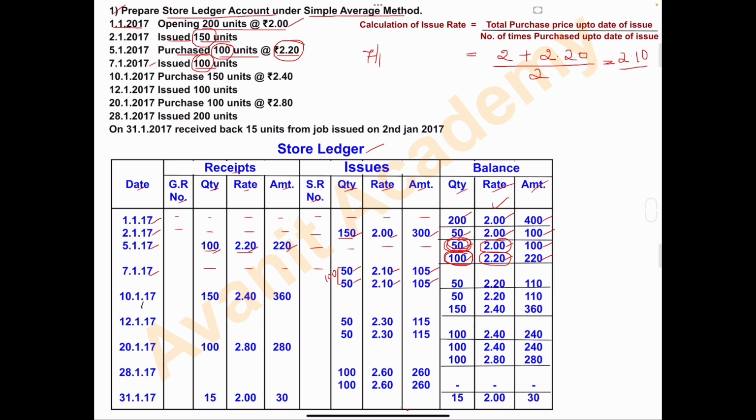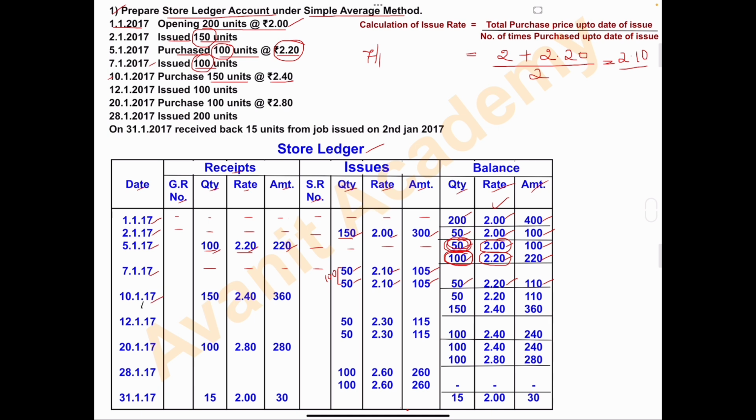So this 50 we have fully issued to the production and from this 100 we have issued 50 units. So remaining quantity is 50 units. Rate here write same 2.20 and the amount is 50 into 2.20, 110, and close this. Next is on 10th January 2017, purchased 150 units at rupees 2.40.